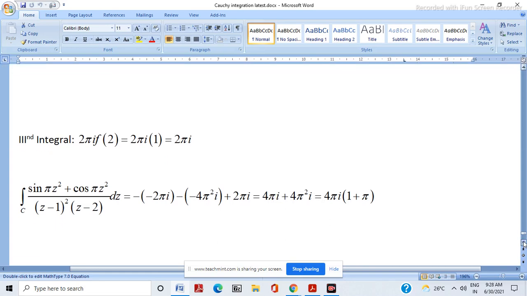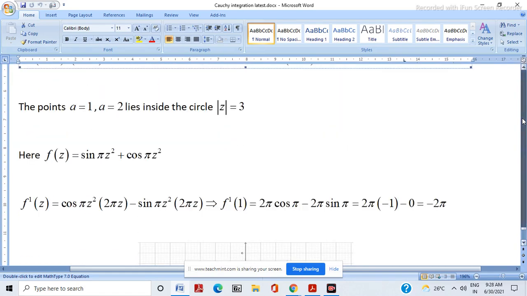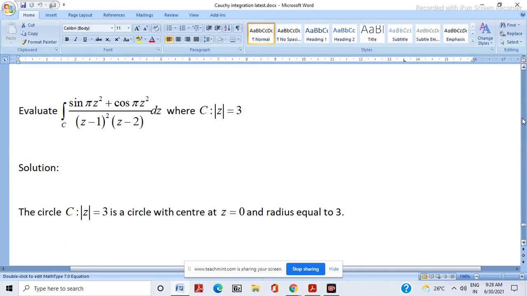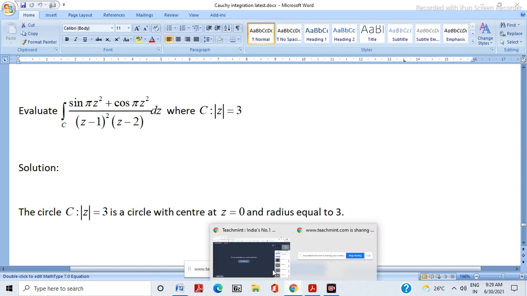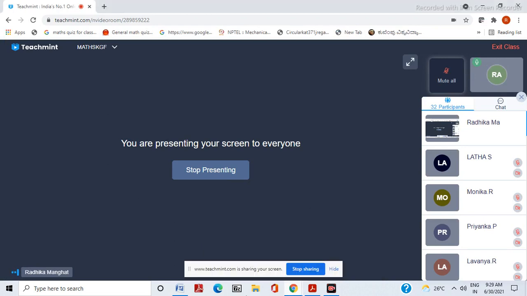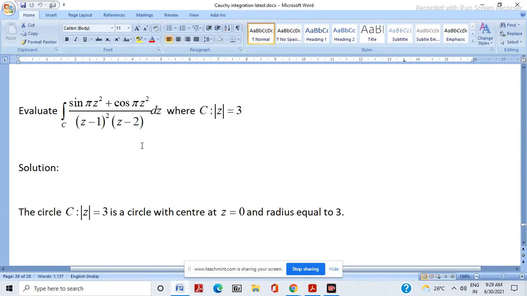Okay, I will repeat. Partial fraction part again I am not repeating. What is it? Sin pi z square plus cos pi z square by (z minus 1) into (z minus 2). Then what do you have to do first of all? What is C here? C is mod z equal to 3. It is a circle with the center at 0 and radius 3.